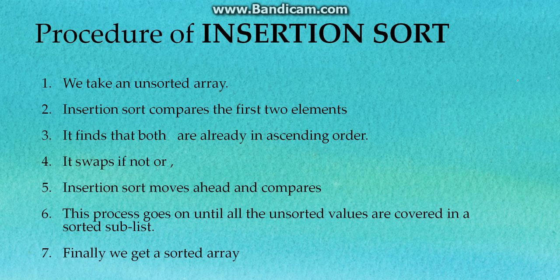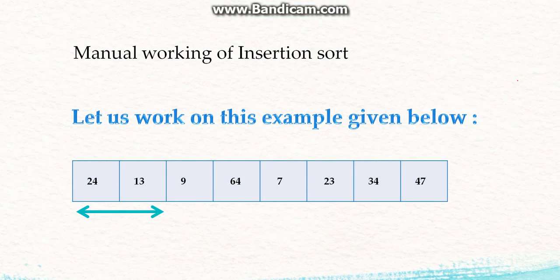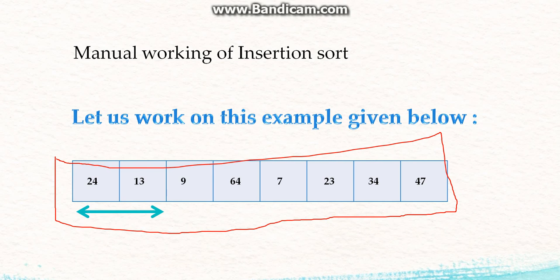Before we go to the manual working, it is my advice to take a pen and paper and follow with me. Hope you guys are ready with your pen and paper. So this is the example which we are going to discuss. We have an array with the elements 8, 24, 13, 9, 64, 7, 23, 34 and 47. We have 8 elements here, and for this array, we are going to compare each and every element separately.